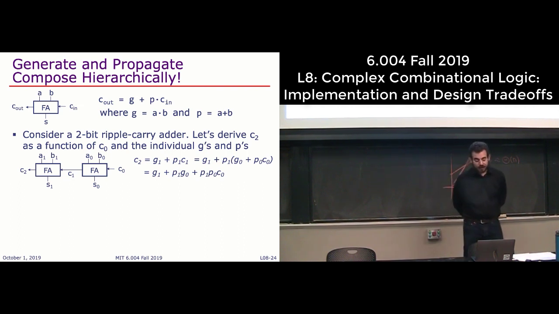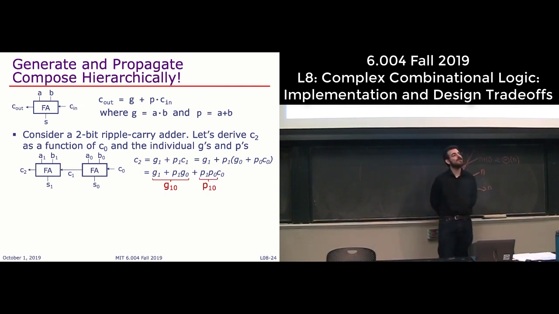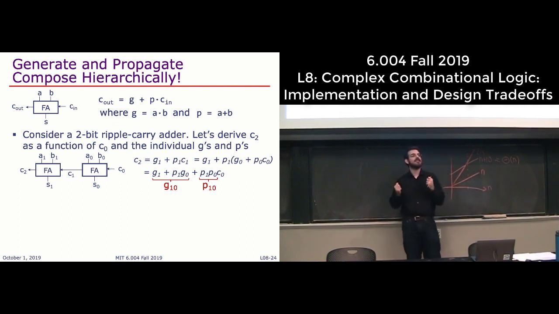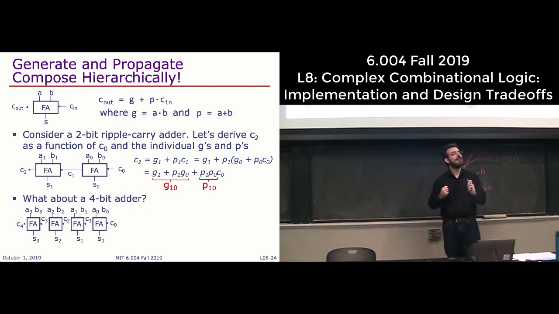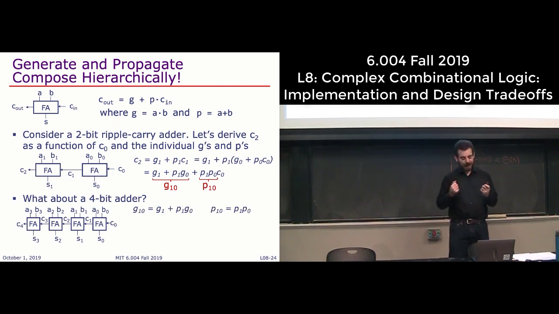And if you reassociate terms this way, now the light bulb should start going off, because this is a generate term for both 1 and 0, and this is the propagate term for both 1 and 0. And what does that mean? That means that I can join together these individual generate and propagate signals into generate and propagate signals for groups of full adders. And why is that good? Let's do a 4-bit adder. Well, you can build it up, right?